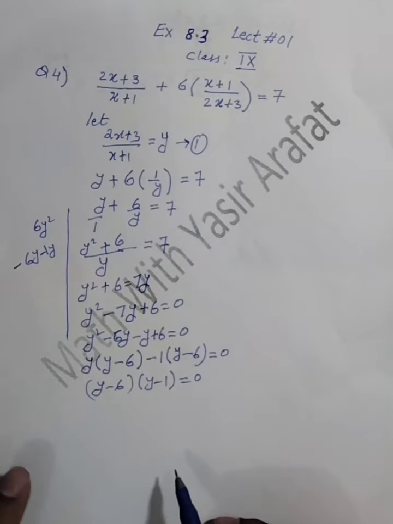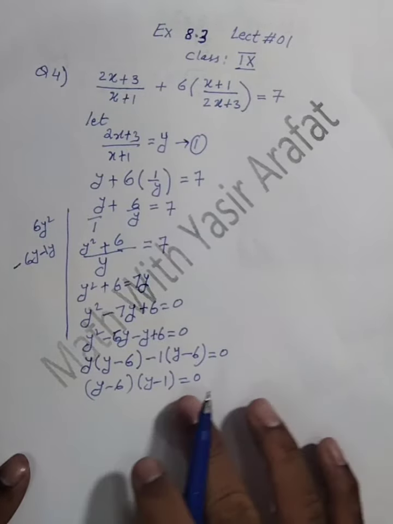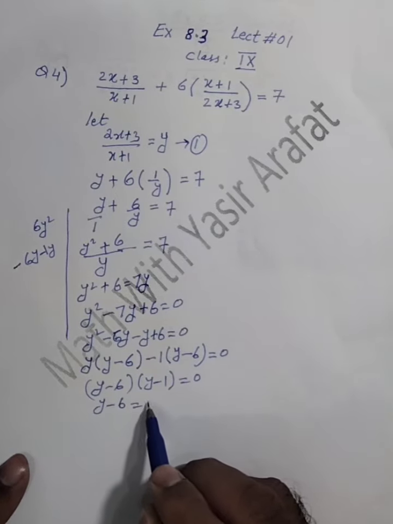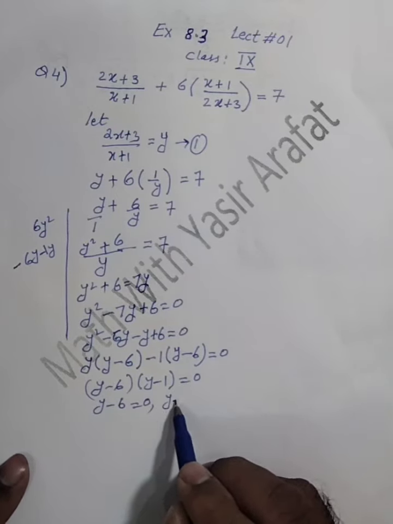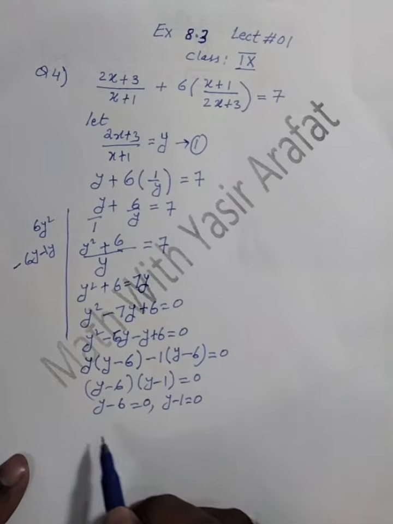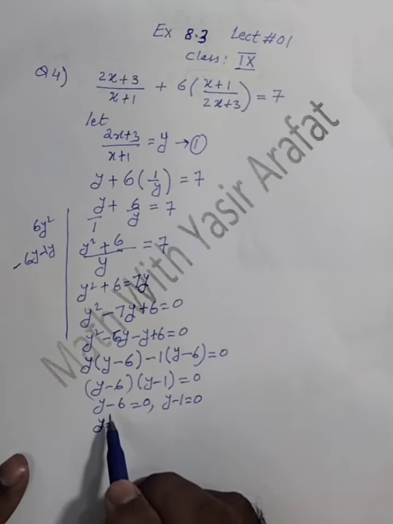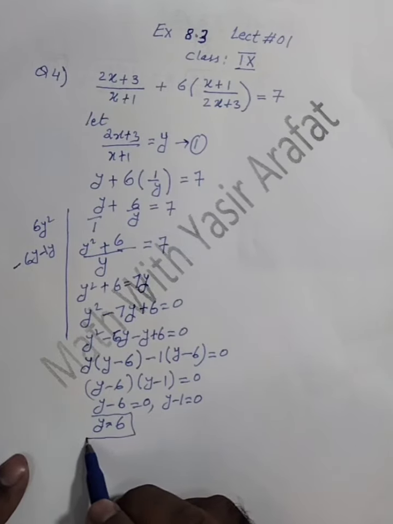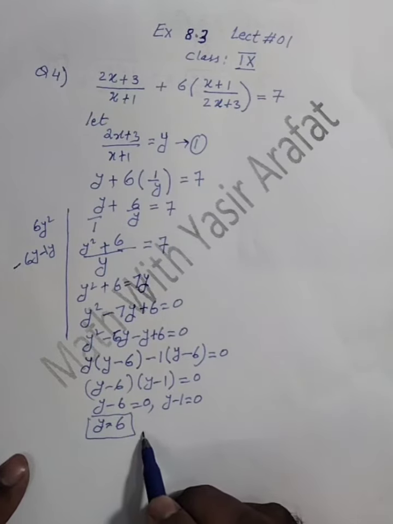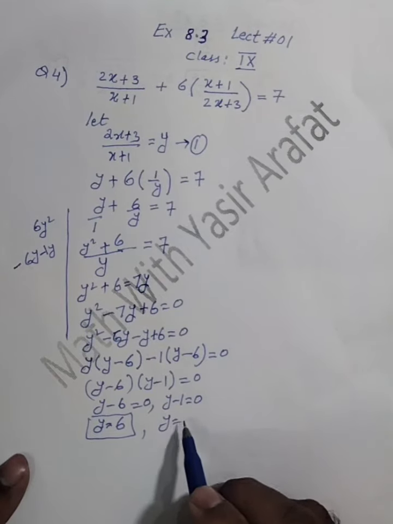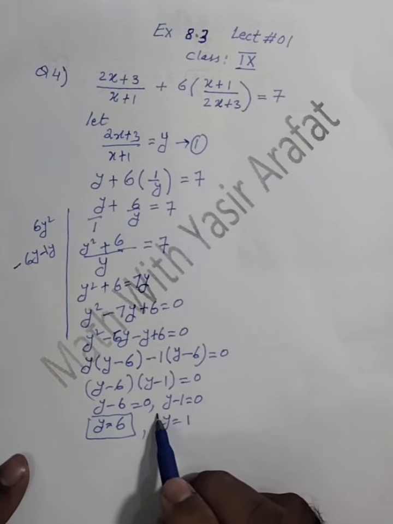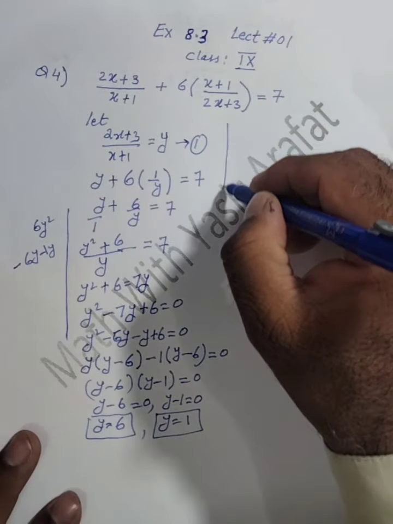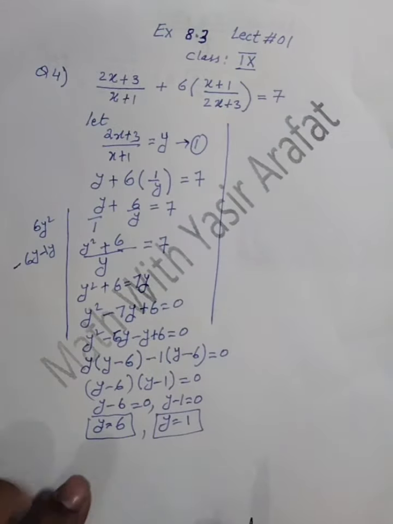So dear students, both factors are equal to 0, so we take them one by one equal to 0, then we have to find out their values. So y minus 6 equals 0, we have to shift to the right hand side and change its sign, so y equals plus 6. Minus 1, we shift to the right hand side, plus 1. So here, these are the values of y.